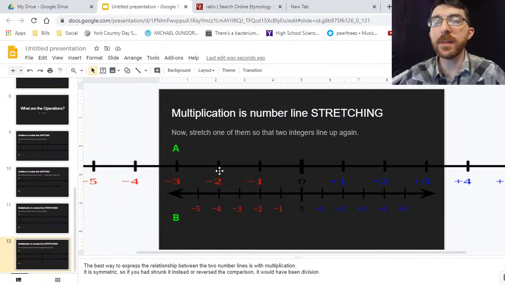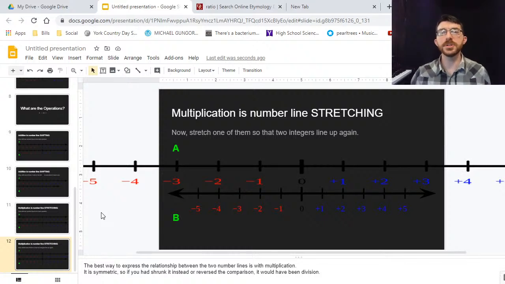I wish I could animate this stretching. Boy, I wish I could animate that stretching. That would be cool. Okay. Multiplication, number line stretching.